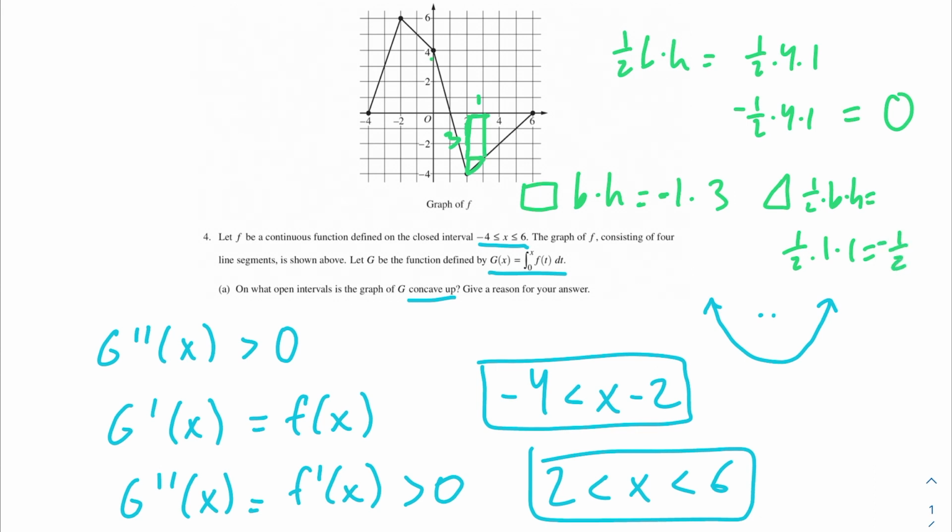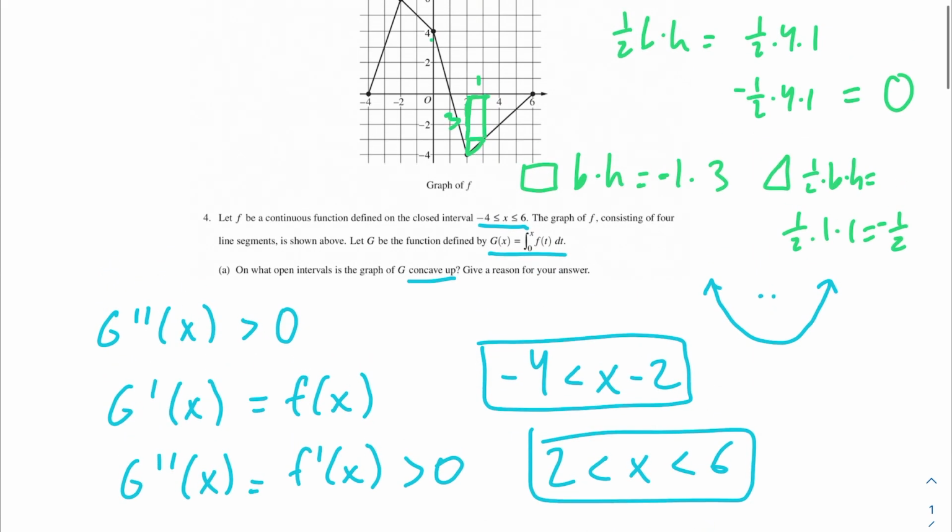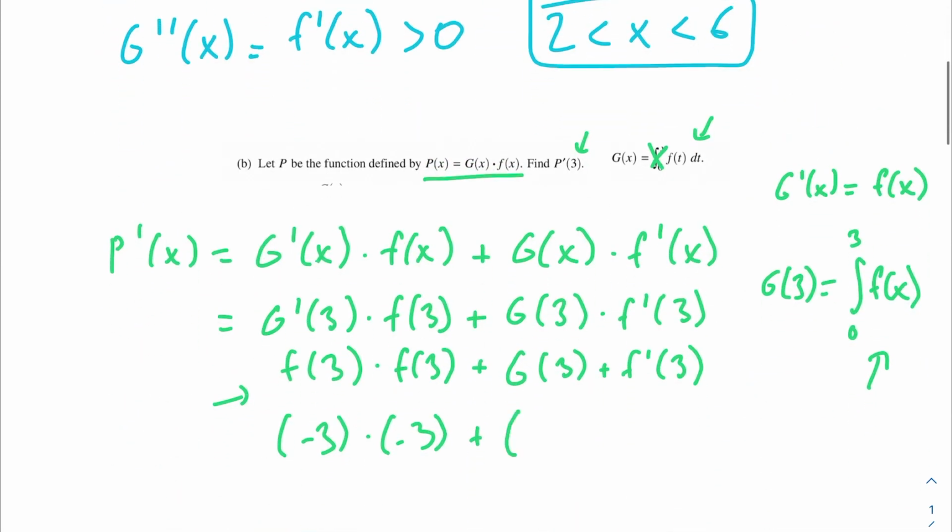So it looks like the area of the curve from 0 to 3 is going to be 0 plus minus 3 plus minus 0.5. So it's going to be minus 3.5. Minus 3.5. Should be a multiplication sign.